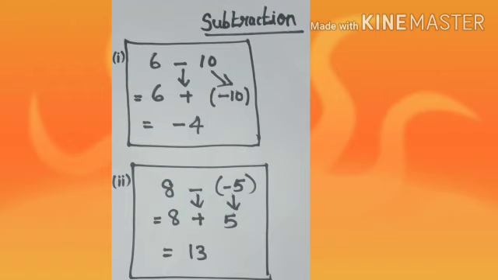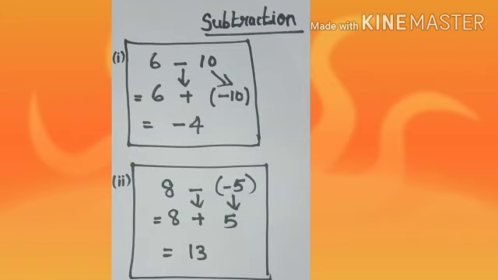Therefore, if one positive and one negative integer is there, we have to take their difference and put the greater number's sign. So 6 or 10, which is greater? 10 is greater. First we have to take the difference of these two numbers and put the greater number's sign. Therefore, the answer is minus 4.